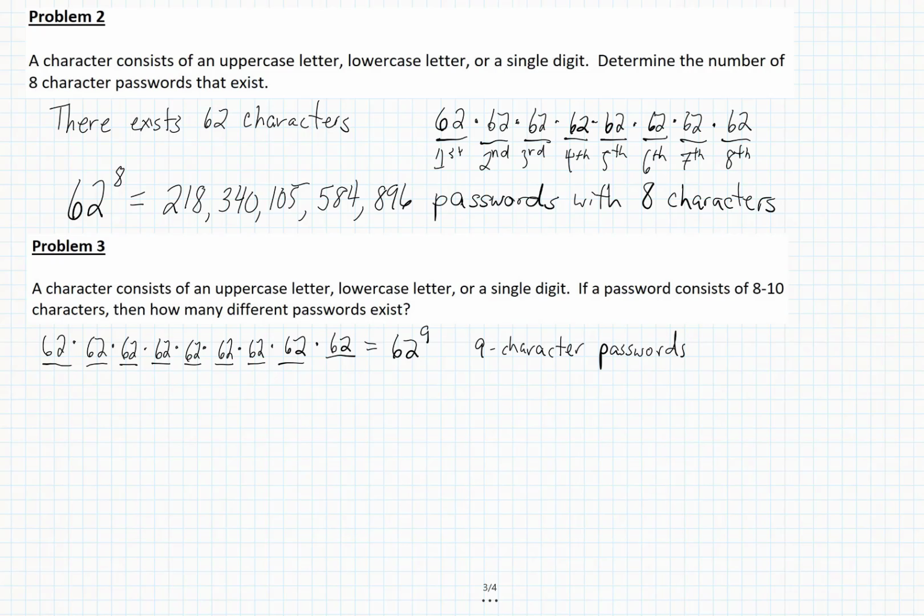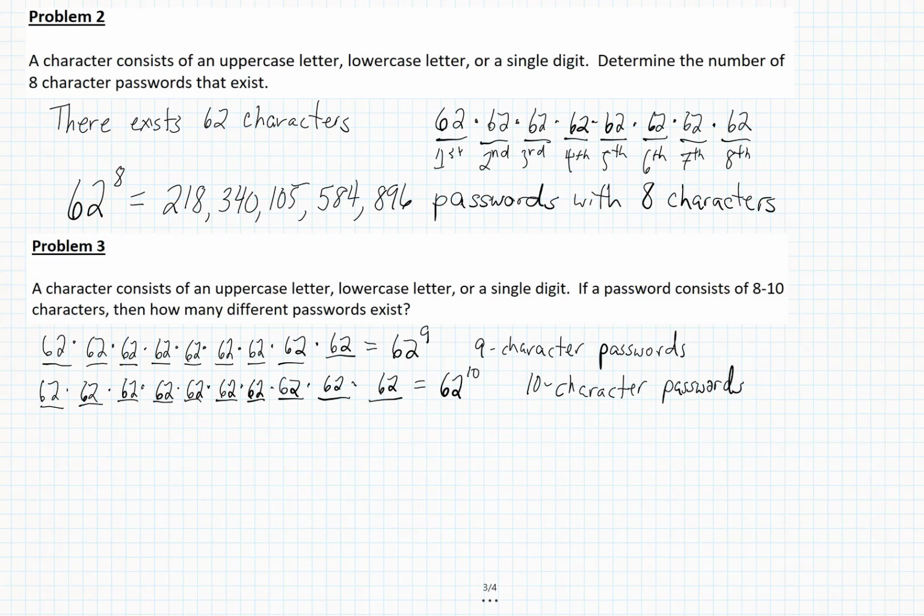And in a similar manner, we can carry out the 10-character password calculation. So we just draw our 10 blanks, and once again, multiplication principle, because this is a sequence of steps for creating our character, the first character, second character, and so on and so forth. That's 62 to the 10th 10-character passwords.